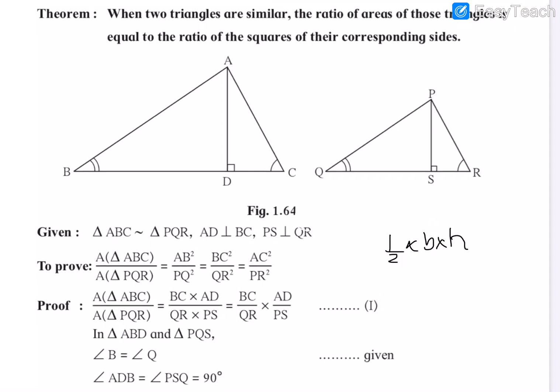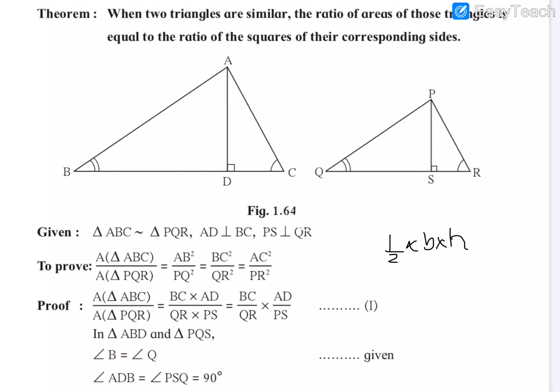Now we are considering triangles ABD and PQS. In triangle ABC we consider this first part ABD, and in triangle PQR the first part PQS. We need to prove that the first parts of both triangles are similar. For that we will use the angle test. We can see that angle B and angle Q are marked as equal.